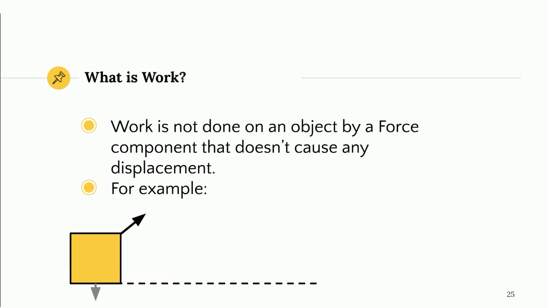Work is not done on an object by a force component that doesn't cause any displacement. That might seem kind of complicated to understand, but here we can see a box that has a weight down and an angle going upwards being pulled. Maybe this is a rope of some sort dragging across the ground. So this force going up to the right can be broken down into two forces, one of which going up, one of it going to the right. Since the box is only moving right, only the right pointing arrow does work.